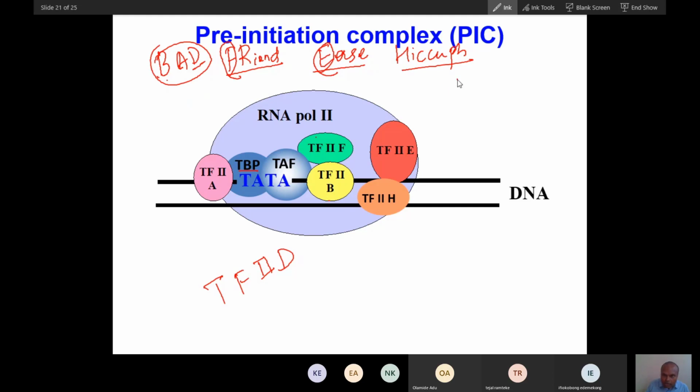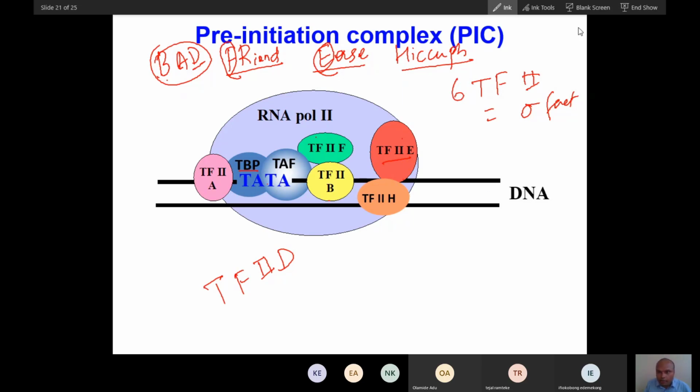So there are 6 transcription factors associated with RNA polymerase 2. These are called general transcription factors. These 6 are equivalent to sigma factor. Remember this. TF, transcription factor D will attach first, then A and B, BAD. And then F will help attachment of RNA polymerase 2. And then transcription factor E will attach, and then it will recruit H, and then transcription will start.